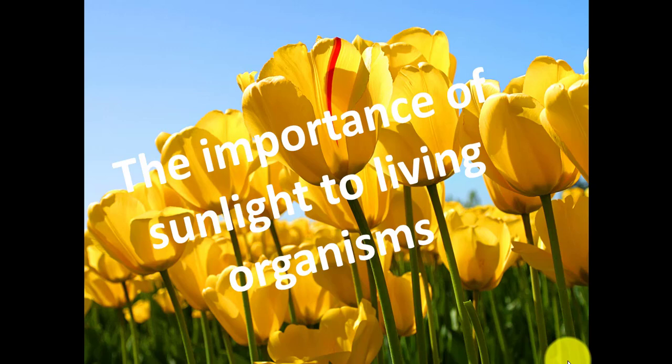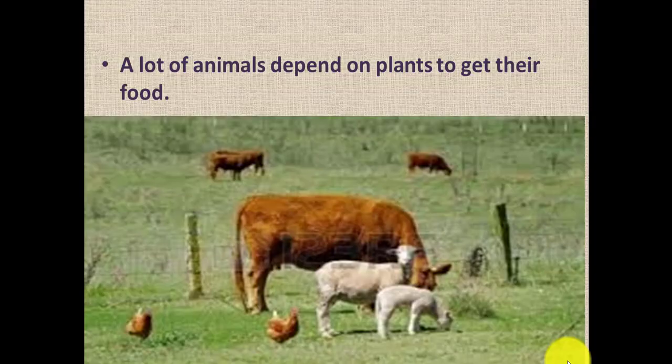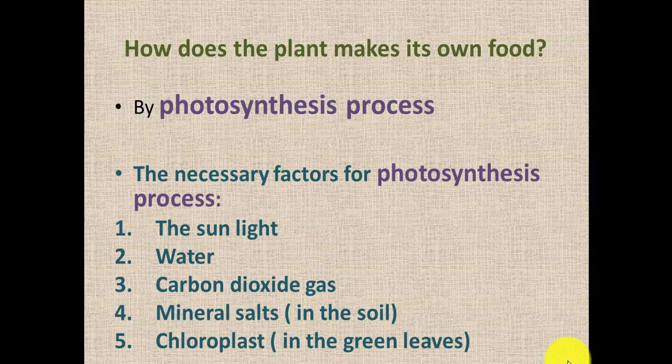Today we will take lesson 4, unit 1, the importance of sunlight to living organisms. All of us know that the sunlight is very important to us. The sun is the main energy of the earth. Lots of animals depend on plants to get their food. All of us eat plants, and some animals eat plants also.